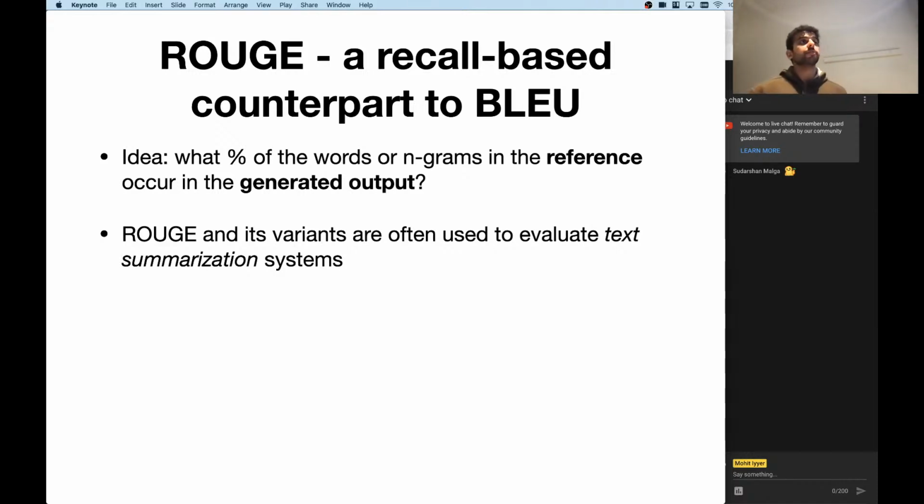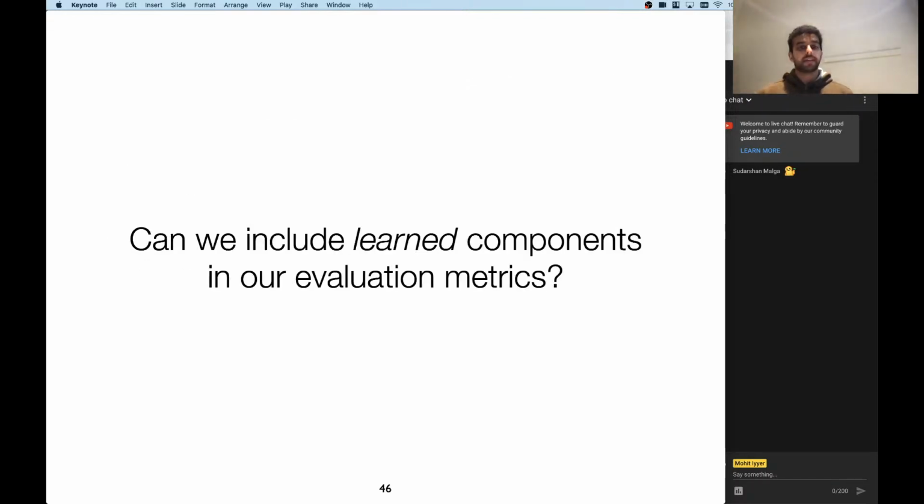So there are variants of ROUGE that account for these things, but ROUGE, again, just like BLEU, is a very, very simple metric that you can easily compute without any GPU requirement or anything like that. All right, so any questions about ROUGE or BLEU?